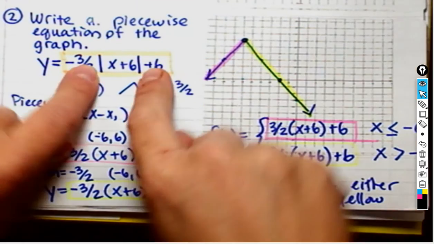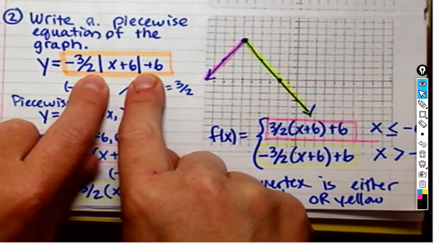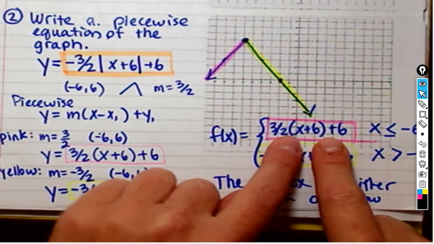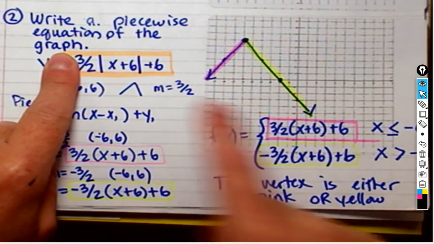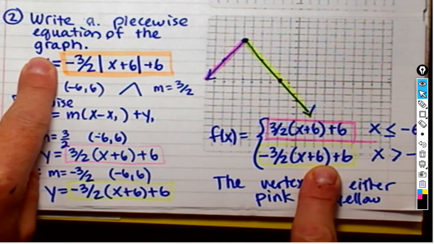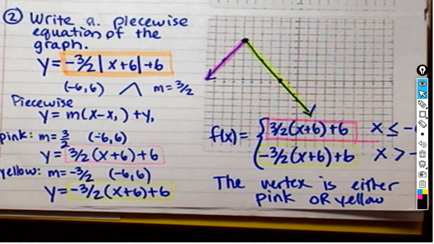I went from a V shape in the bars to a line shape in the parentheses, but nothing else changed. That's it. Nothing else changed. All I had to do was change the parent shape. The parent shape went from a V to a line.